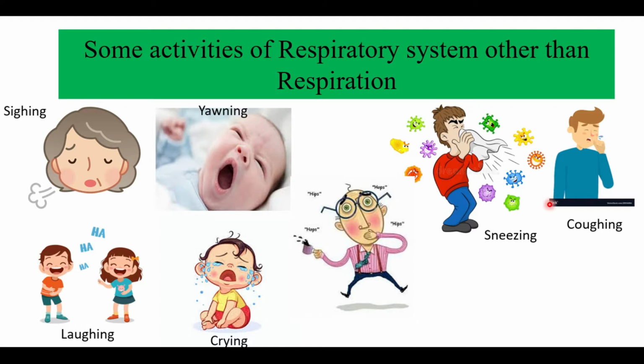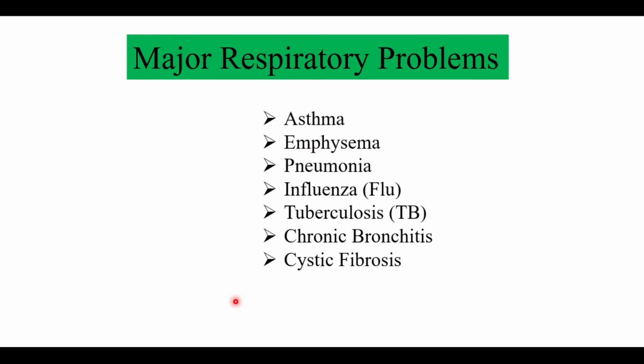Then comes laughing. Actually, laughing and crying, both of these expressions and movements, are physiologically much alike, and often pass into one another under emotional stress. So the major respiratory problems which we will talk about today in our current lecture are asthma. What is asthma? Asthma is when the airways become narrow and make too much mucus. The situation is known as asthma.